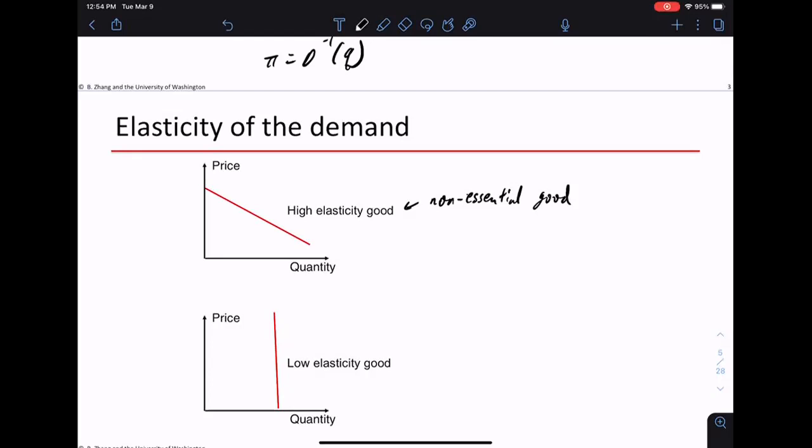Whereas low elasticity is often modeled as an essential good. Meaning I want this amount, so I don't care what the price is. I have a fixed quantity in mind, and the quantity I want doesn't vary very much, no matter what the price is. So for electricity, which one do you think it is? Is it high elasticity or low elasticity?